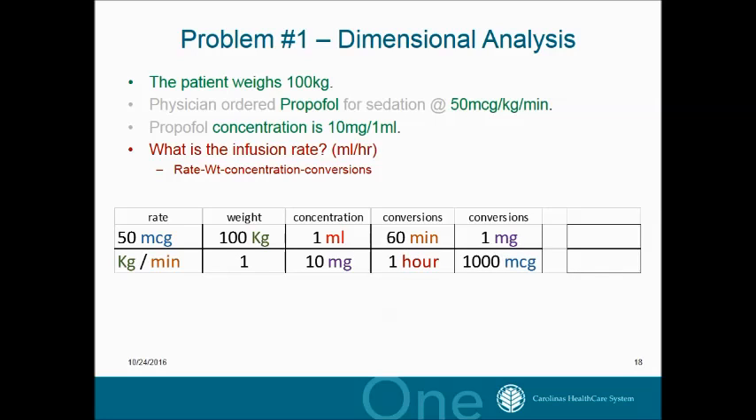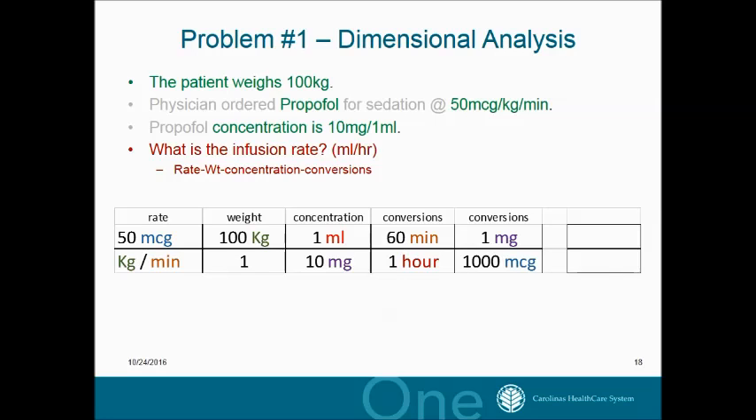There are 60 minutes in an hour, and minutes is on the bottom for the first block. That tells us it has to be in the top for us to eliminate it for the answer. Also, we know that our drug concentration is in milligrams, but we have micrograms. Since it's in the top at our starting point, it has to go in the bottom of the conversion block to be eliminated.